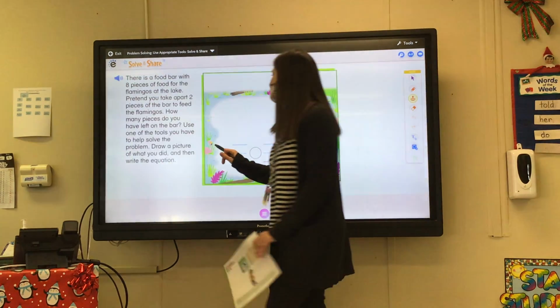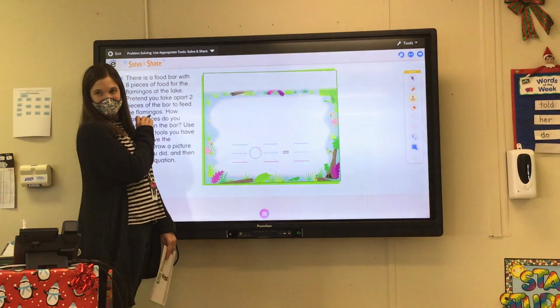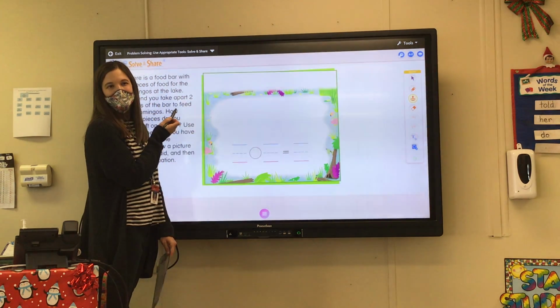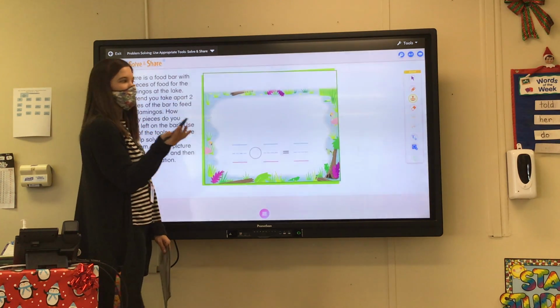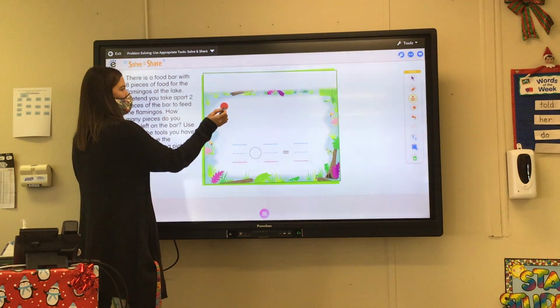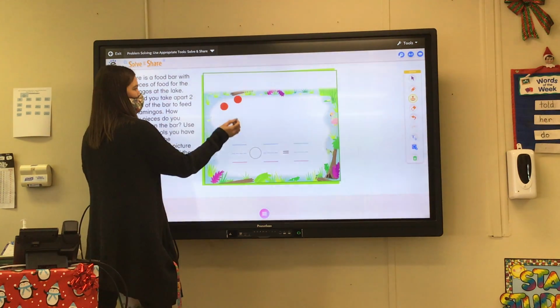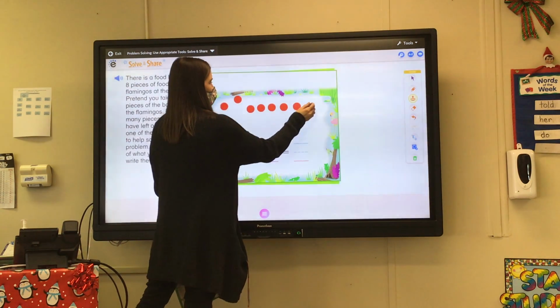So, when it says how many pieces you have left on the bar, we know we're taking away. So let's draw the counters. So we have 8, 1, 2, 3, 4, 5, 6, 7, 8.